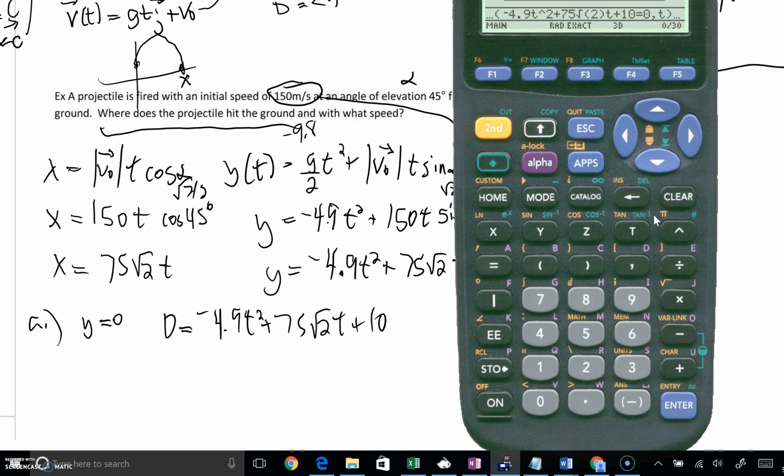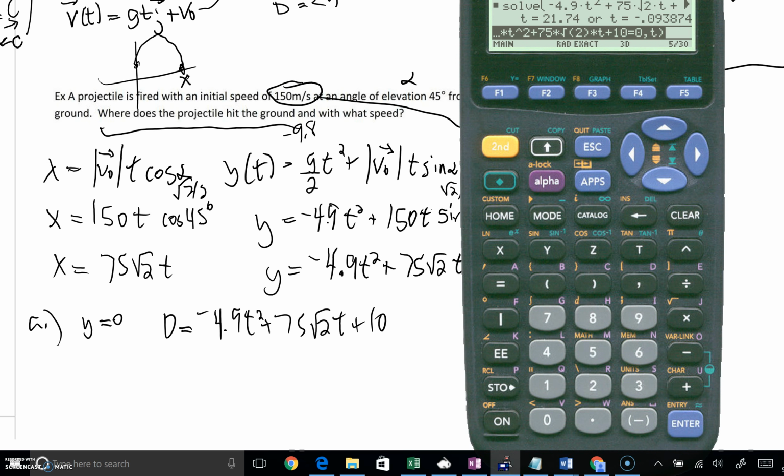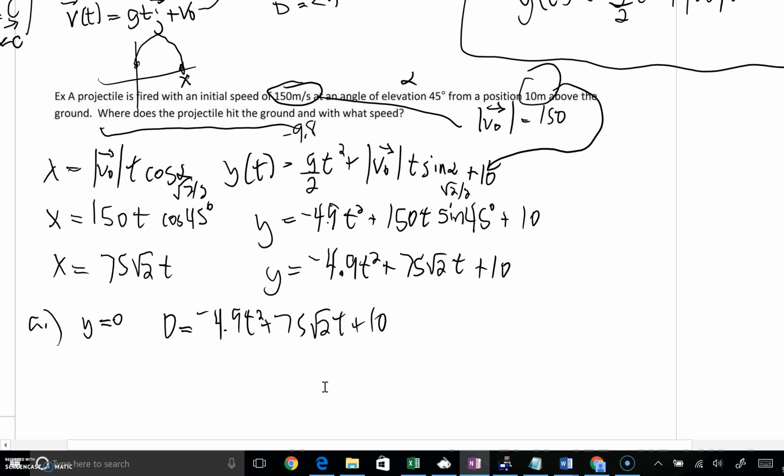Wow, I'm having a little bit of trouble here. Argument may not be an expression. Hold on. Sorry guys, I had a little bit of a typo. I had a 0 after the parentheses. You should get 21.74 or negative 0.0938. Hit green diamond, approximate. So that's the t value that we're going to have when we hit the ground, 21.74.